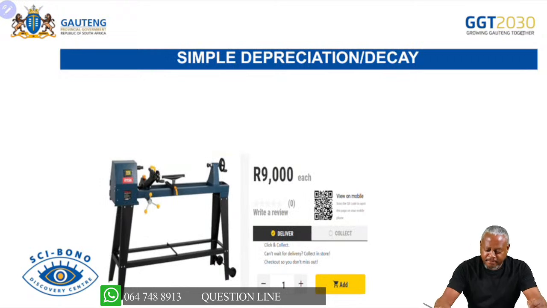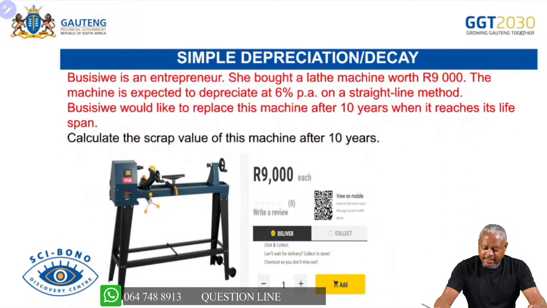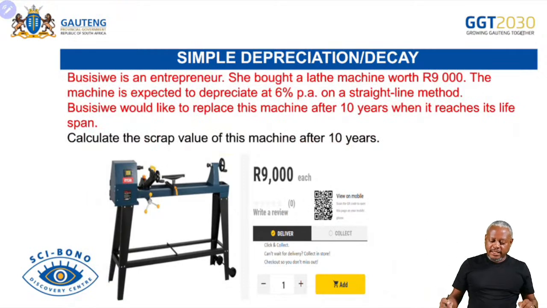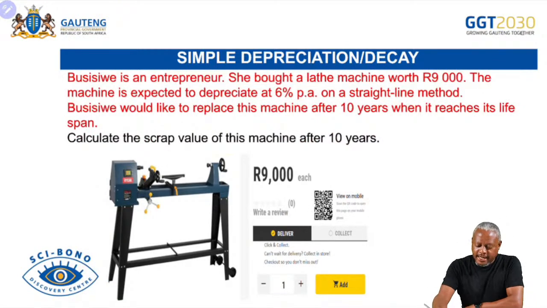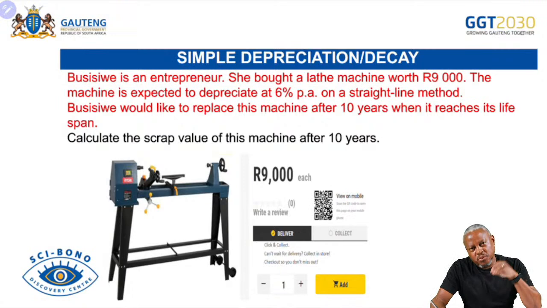Yeah, I like this example now. Bususiwa is an entrepreneur. She bought a lathe machine worth 9,000 rand. The machine is expected to depreciate at 6% per annum on a straight line method. Bususiwa would like to replace this machine after 10 years when it reaches its lifespan. Calculate the scrap value of this machine after 10 years. I like this activity. Now we are in the same boat. This is what we are supposed to do today.